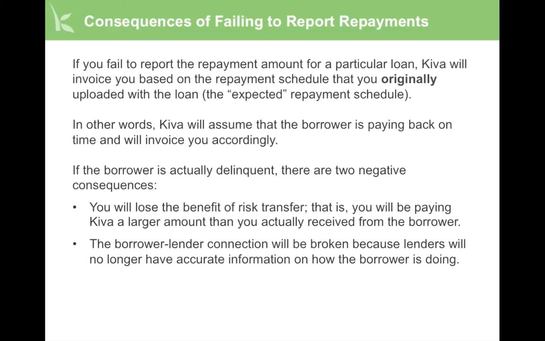If the borrower is actually delinquent, there are two negative consequences. You will lose the benefit of risk transfer. That is, you'll be paying Kiva a larger amount than you actually received from the borrower. And the borrower-lender connection will be broken because lenders will no longer have accurate information on how the borrower is doing.